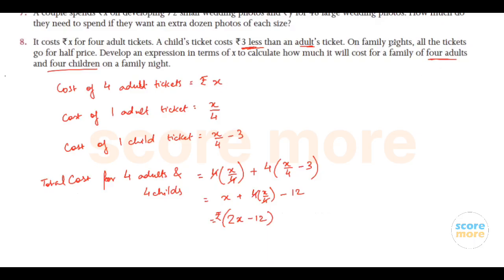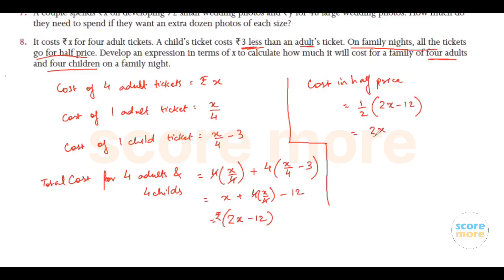Acha, one more thing over here. It is given that on family nights, all the tickets go for half price. Okay. So that was the cost for 4 adult and 4 child tickets. Now, as per the question, all the tickets are going at half price. So the cost at half price will be equal to half of the total cost, that is 2x - 12. So it will be 2x/2 - 12/2. So that means it is x - 6. So the final answer will be rupees x - 6.